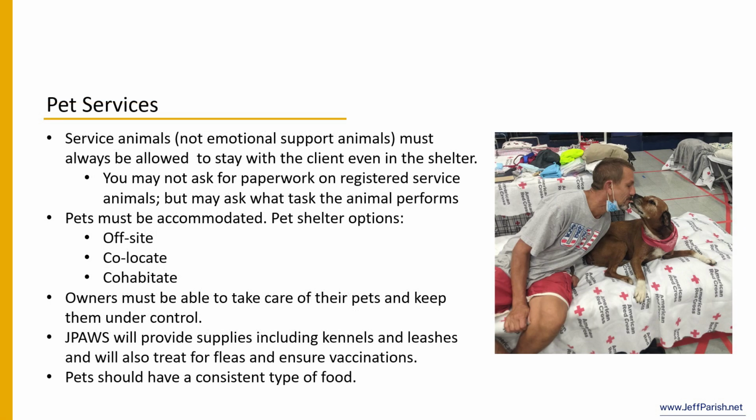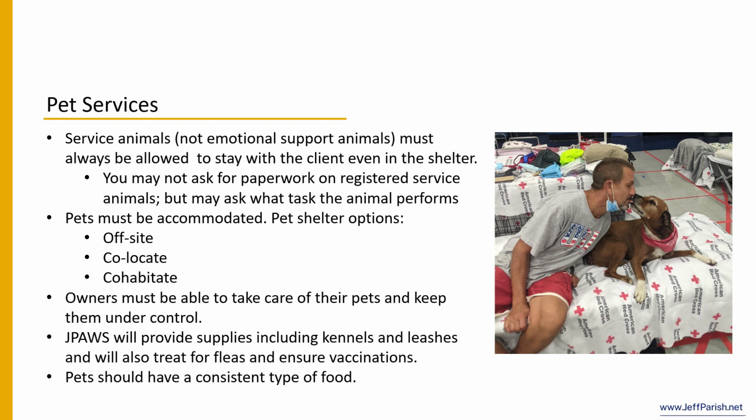Service animals must always be allowed to stay in every shelter setting with their owner. Pets may be accommodated in the shelter in a variety of ways. The first is an off-site pet shelter where residents would be transported on a daily basis to care for their pets. We may also have a co-located pet shelter where pet shelter and person shelter is located at the same facility, or a cohabitated shelter where pets are able to stay right at the cot of their owner.